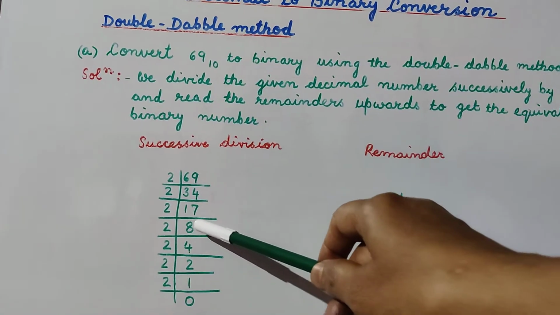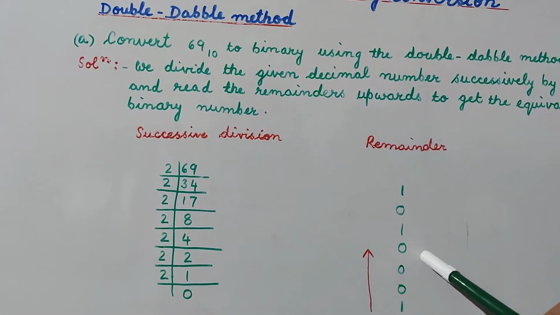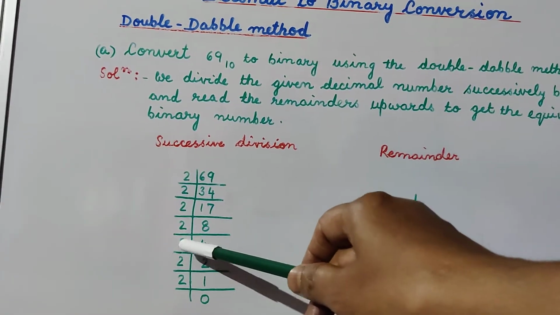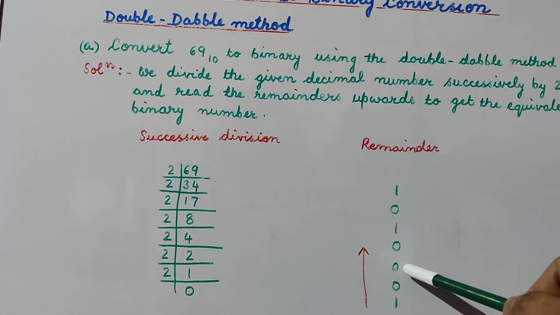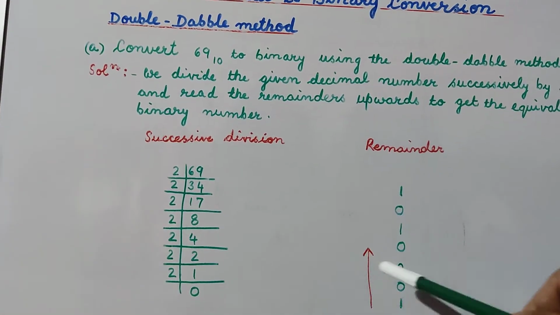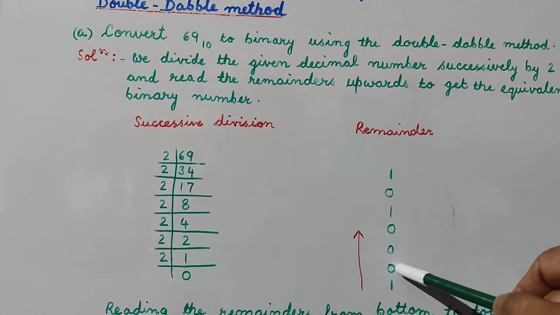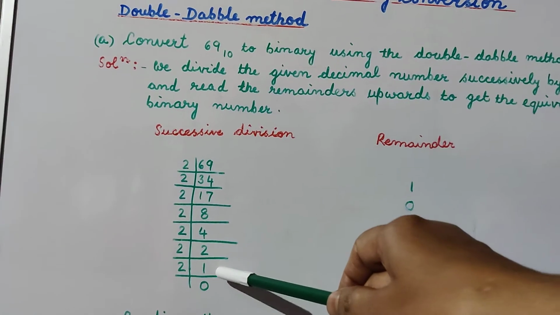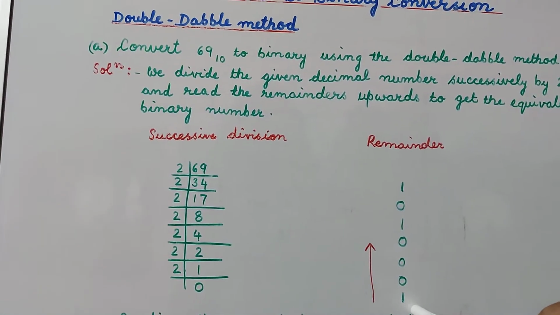We will divide 8 by 2. We get 2 4s are 8. So remainder is 0. Again we divide 4 by 2. We get 2 2s are 4. There is no remainder, so we have put a 0 here. Again 2 1s are 2. There is no remainder, so we will put a 0 here. Then again 2 0s are 0. There is one remainder, so we will put a 1 here.